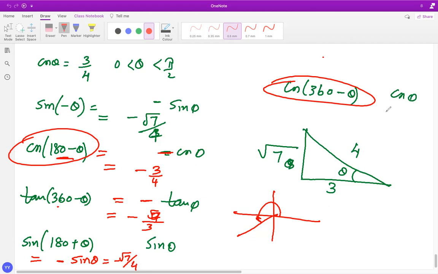Now, if you find cos of 360 minus theta, blindly you say cos theta, but it is in quadrant number 4 now, so it will be 3/4 itself. So that's how you find the sine or cosine ratio for any angle that is not in the first quadrant itself.